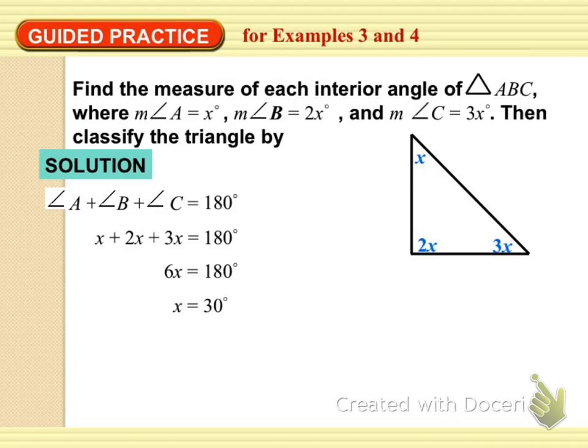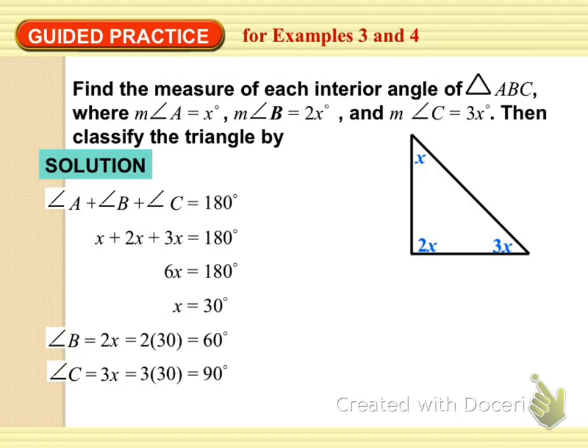Now we need each angle measure. So angle A will equal 30 degrees. Angle B will be 2 times 30 degrees, or 60 degrees. Angle C would be 3 times 30 degrees, or 90 degrees. And that's what I'm talking about with that 3x does not look like a 90-degree angle, but go with the math here. The drawing doesn't always indicate what the actual angle measure is.